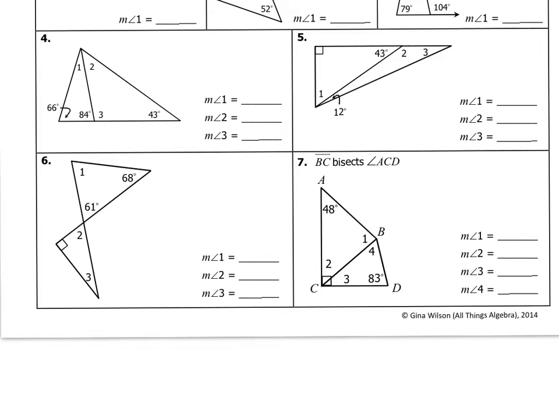Let's look at some of the harder ones. Number 4, where should I start? Probably the easiest is angle 1. Angle 1 should be 180 minus 66 minus 84 based on the triangle sum theorem. And angle 3 and that 84 degrees, that's probably the easier one to see. That's obviously a linear pair. Therefore, angle 3 is 180 minus 84 because they're a linear pair, and that answer is 96 degrees.